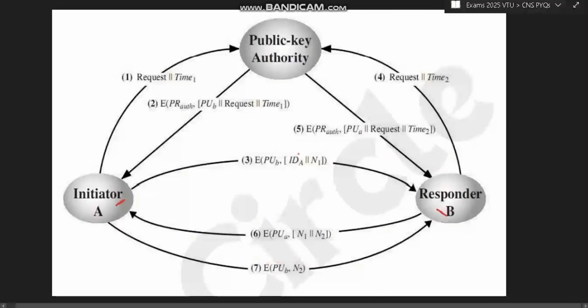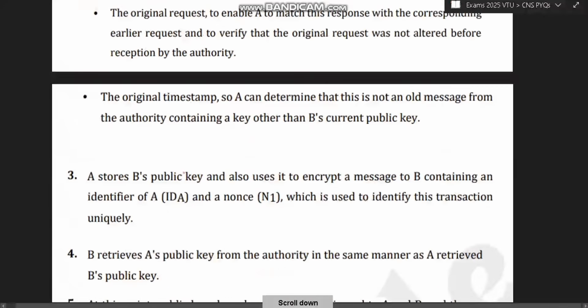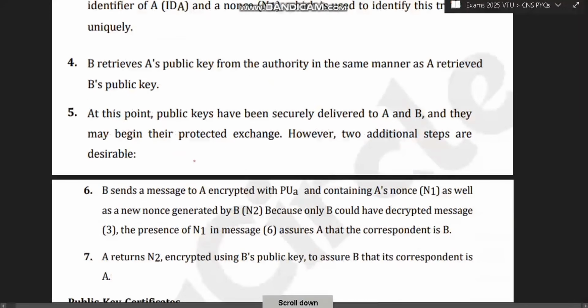secure method. Okay, that same thing whatever I explained, the 7 steps is mentioned here. You have to write it in this way. If you have understood, if you go through this once, you'll understand this. You have to write it in this way only.